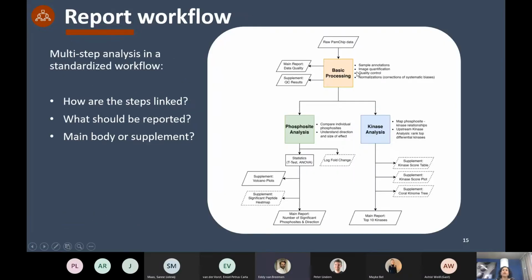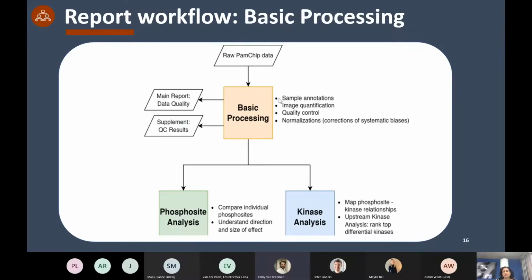As I showed you in the sneak peek earlier, we have this reporting workflow that we feel is very clear to really explain the PamGene data. I will go step by step into each of the three of them. How are each of these steps linked? What is reported in the main report and what's included in the supplement that we also provide, as in this figure. Just to zoom in a bit on the basic processing.